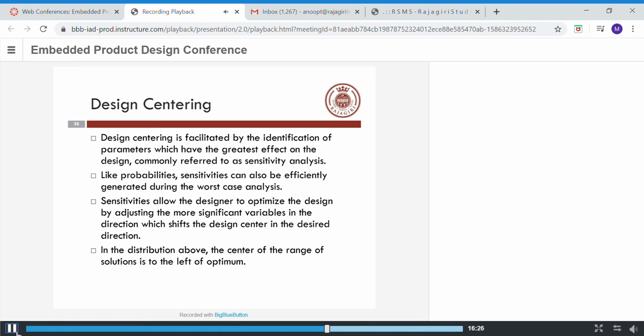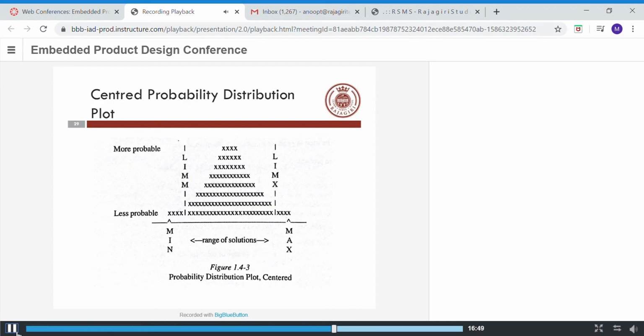Sensitivity makes you understand the relationship between the parameters and the solutions. So sensitivity allows the designer to optimize the design by adjusting the more significant variables in the direction which shifts the design center in the desired direction. In the distribution above, the center of the range of solutions is to the left of the optimum. I have already told that. So what you ideally want is to shift it to the center. So this is more centered. This can be done by design optimization, by identifying the sensitivities of the different parameters which are affecting your particular solution, and based on that you can shift your probability curve. So that's the idea of a centered probability distribution plot.